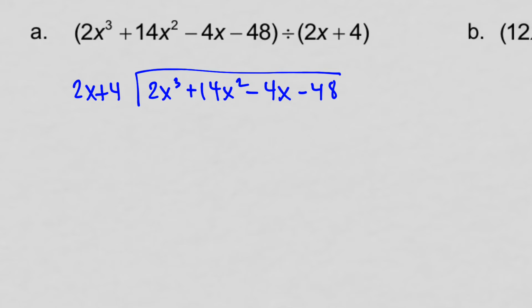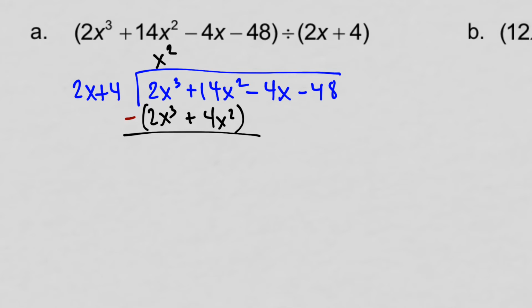Alright, first question is, what do you multiply 2x times to make 2x cubed? You have the 2 already, all you need is the x squared, right? So multiply by x squared. That's the first one. You take that x squared, you multiply times both of these and write them down here. So x squared times 2x, that's 2x cubed. That's exactly what we wanted. X squared times 4 is 4x squared. That goes here. And then you're going to subtract. Don't forget, you're always subtracting there.